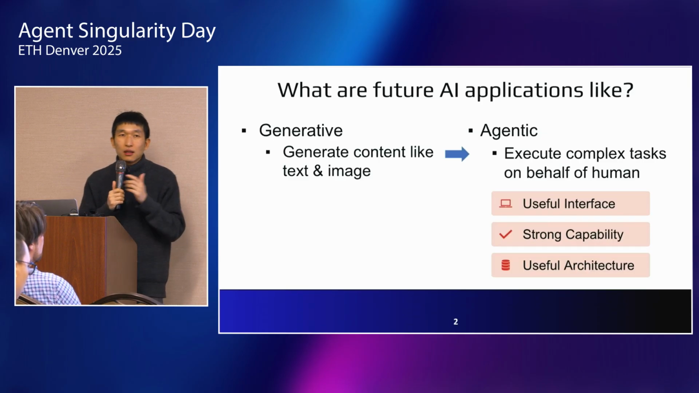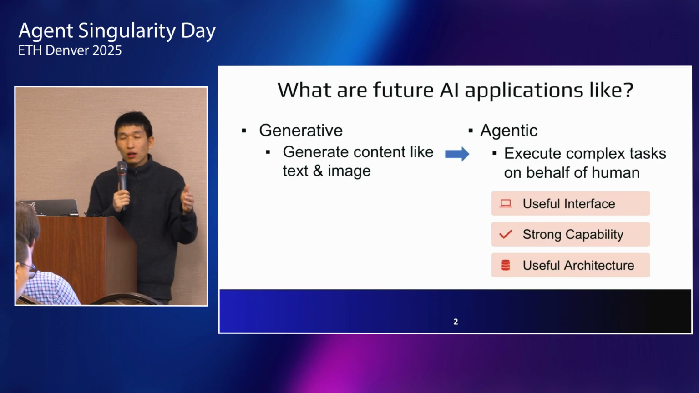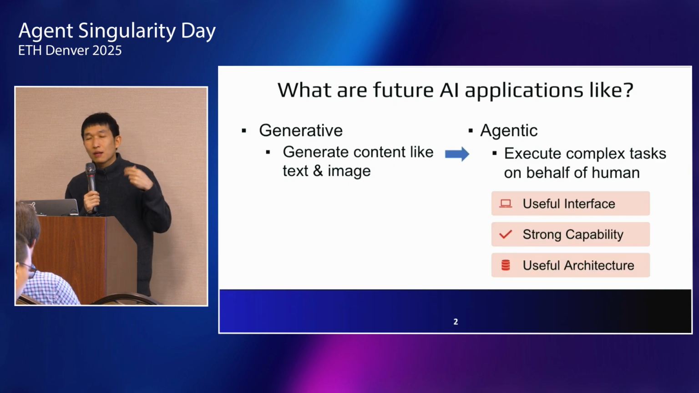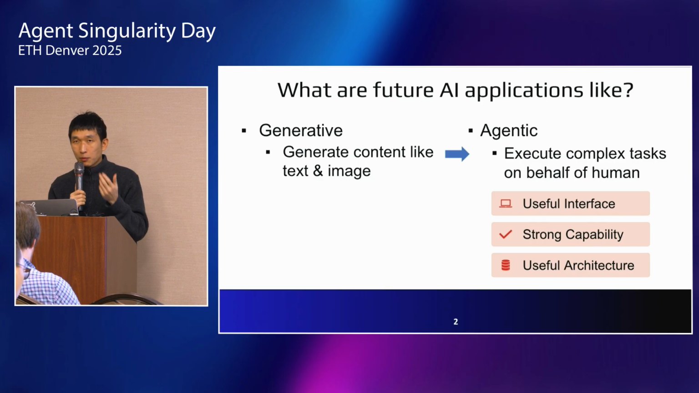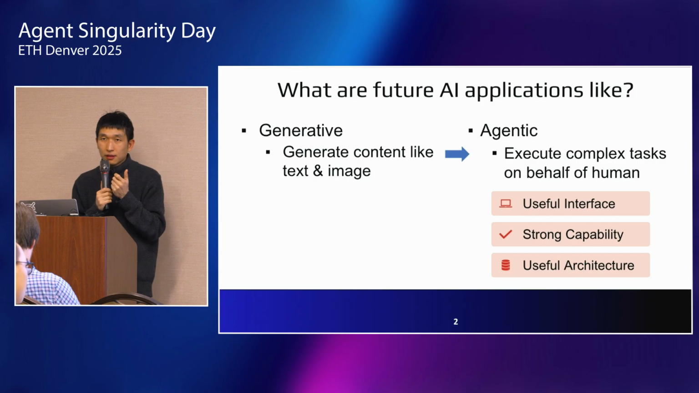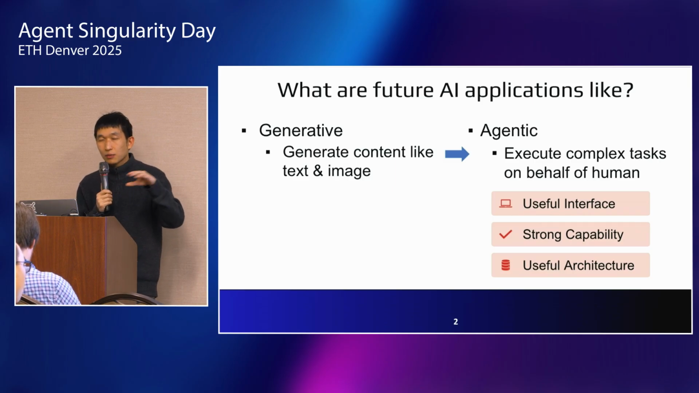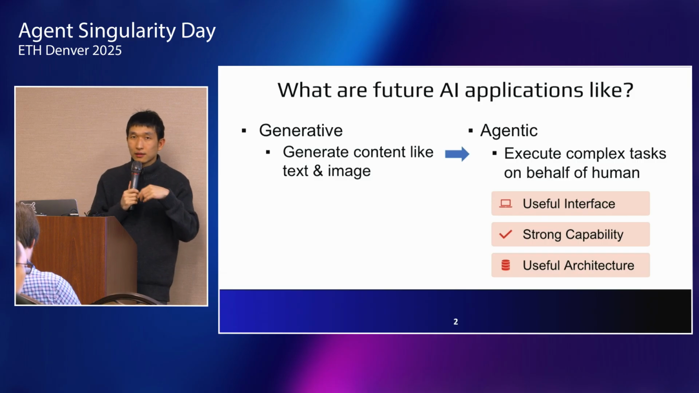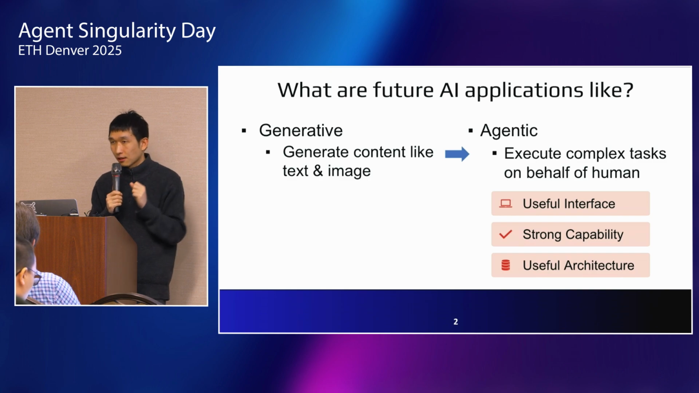The reason I think that's the future of AI is that these agentic AI can not only generate content, but execute increasingly more complex tasks for humans. There's essentially no bound in terms of capability. And there are 3 dimensions that are important. The first one is the interface. It's a very natural interface to communicate with humans. The second one is strong capability. You can keep increasing their capability and keep improving the complexity of the tasks they can handle.